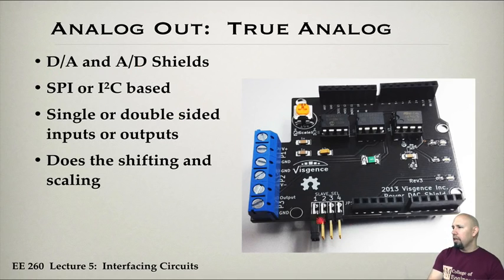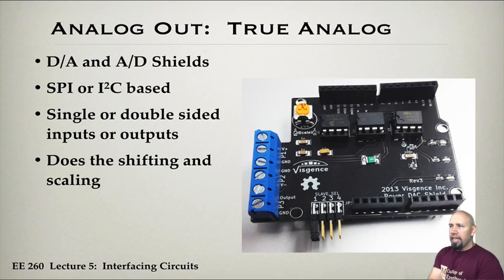So this is an example, and actually you will use this shield in lab. These shields, a number of them exist, are either SPI or I2C based converters. And what does that mean? That means instead of taking up 8 bits to do 8-bit conversion, you just use 2 bits, for example, for the SPI communication or the I2C communication.